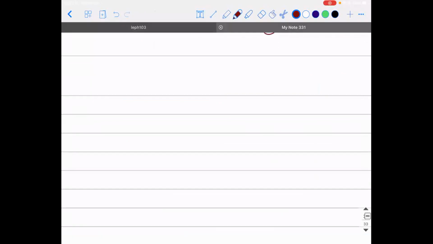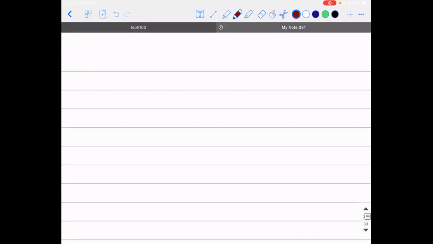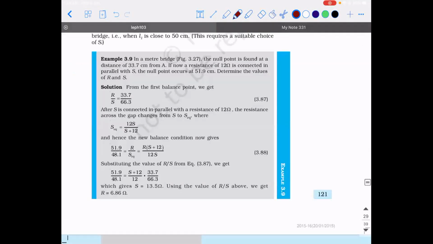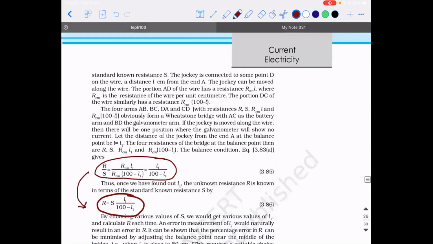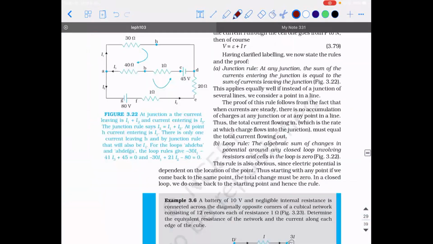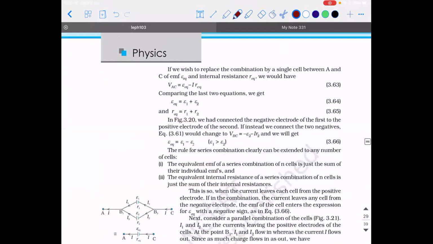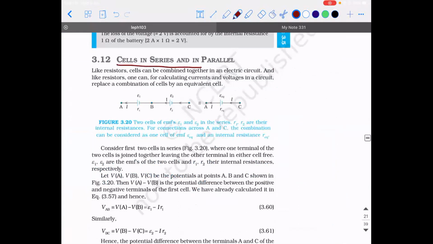So with this, the major part of this chapter is over. The next concept that we are going to discuss is cells in series and parallel. Shall I proceed? Actually, this concept comes way before all these concepts, but I held it because I wanted you to be comfortable with Kirchhoff's law. So this is the concept I'm going to discuss: cells in series and parallel.